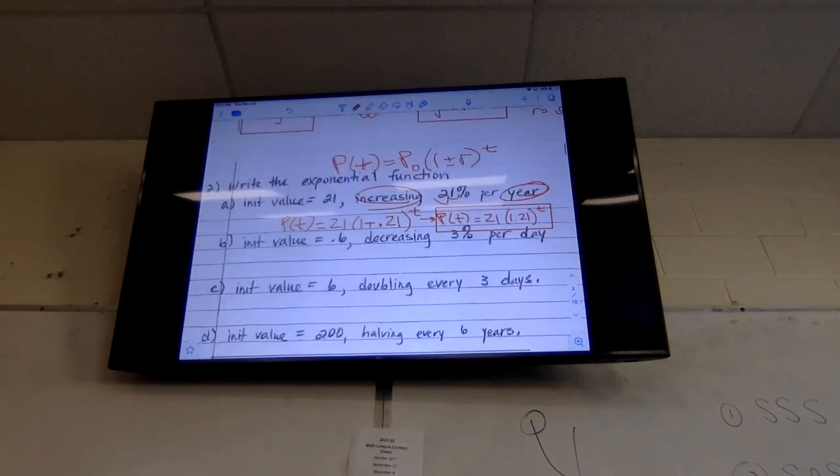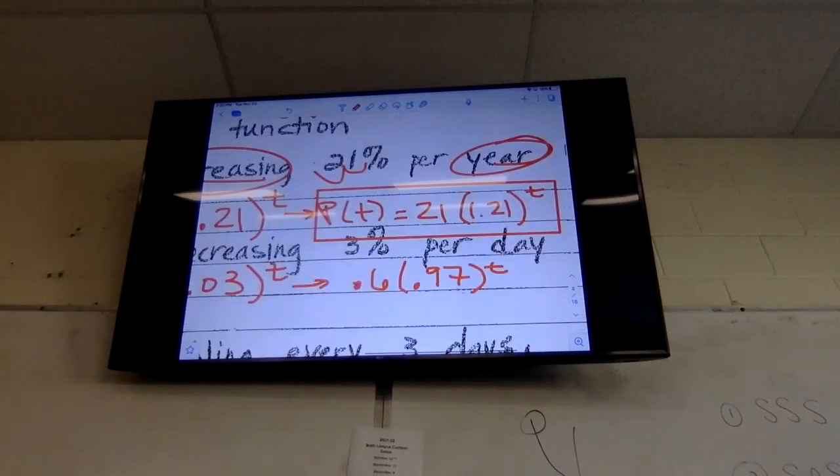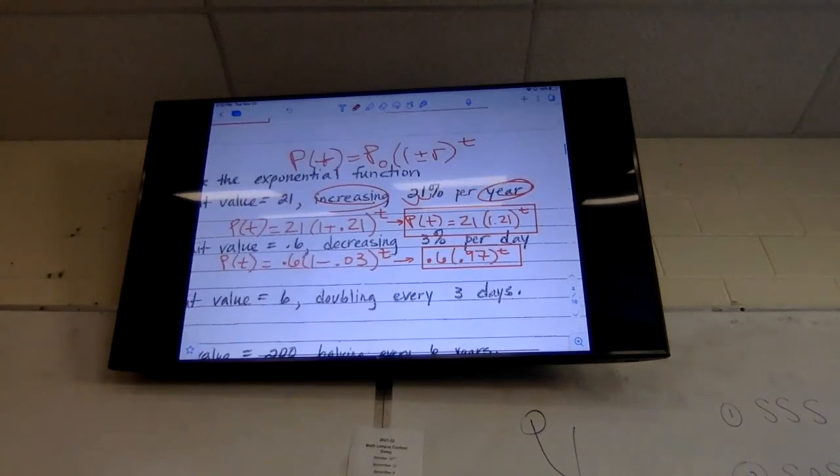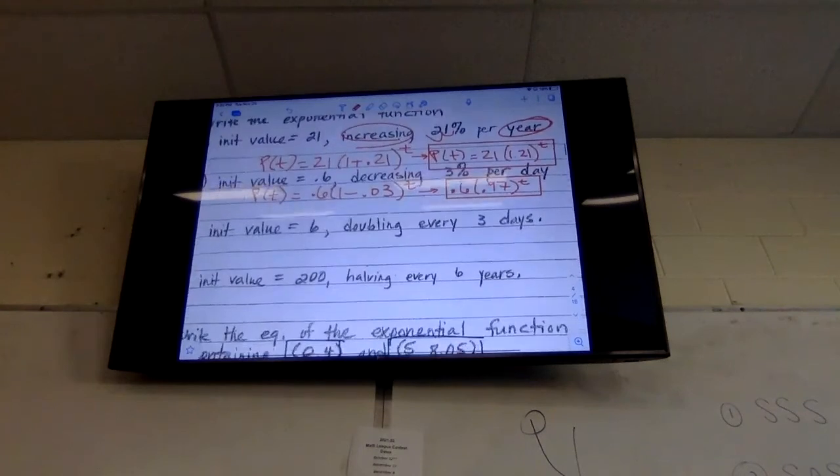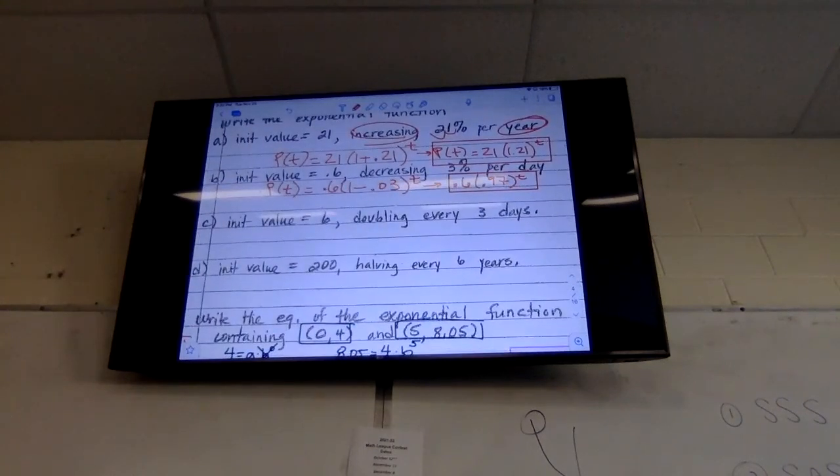Okay. Similarly for the next one, what's my P of 0? 0.6, 1 plus or minus? Minus, and what's 3% as a decimal? 0.03, and then raised to the t. I can do 1 minus 0.03 though, so I've got 0.6 times 0.97 raised to the t. Did you multiply that? Nope, don't have to multiply anything. Just leave it like that.